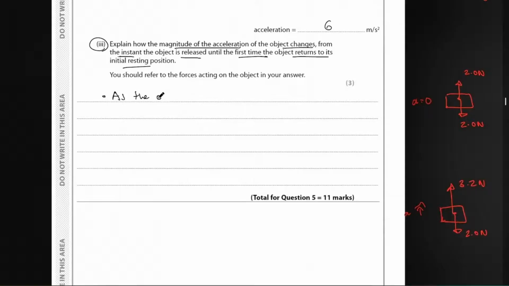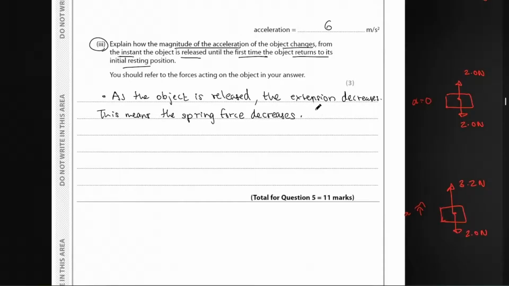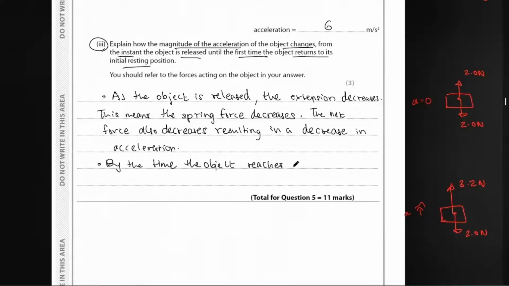As the object is released, the extension decreases. This means the spring force, or elastic force, decreases. As the spring force decreases, the net force also decreases, resulting in a decrease in acceleration. By the time the object reaches its initial position, acceleration becomes 0.